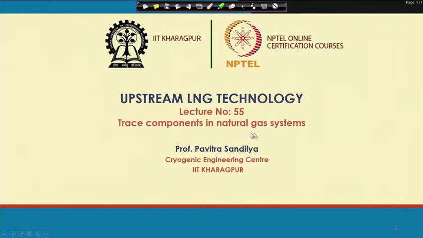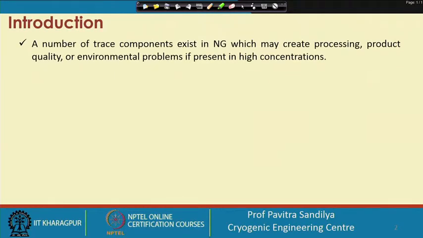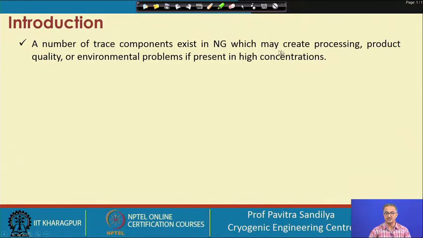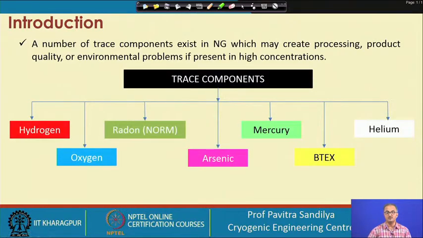Welcome. Today in this lecture we shall be learning about the trace components present in natural gas systems and some of the removal processes. First, let us see that a number of trace components exist in natural gas which may create processing, product quality and environmental problems if present in high concentration. That is why we need to remove them and know about them.